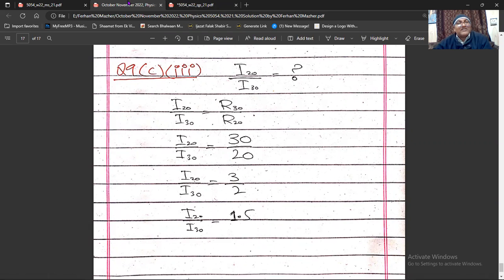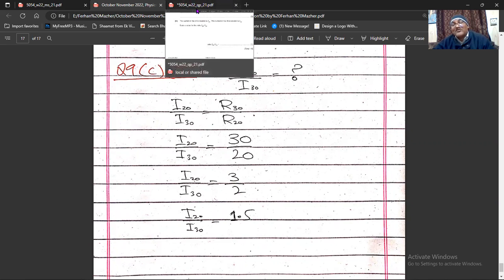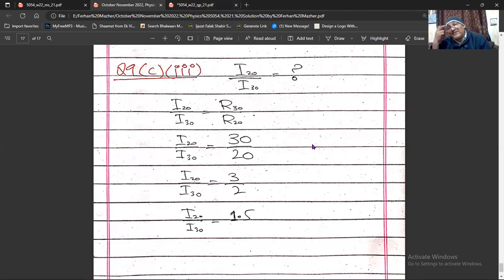A unique kind of question, and especially this part. So 1.5 is the right answer. This is the solution. I hope you understand this formula. Because they are parallel, the current flowing in each of them is inversely proportional to the resistances, because the current divides between these two.